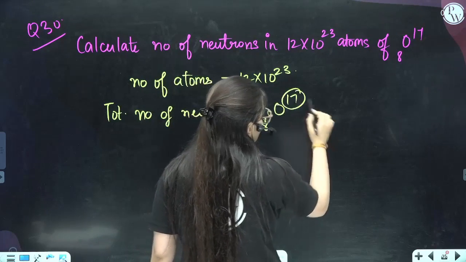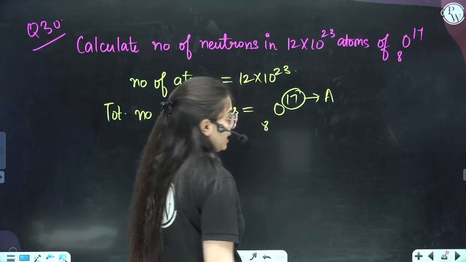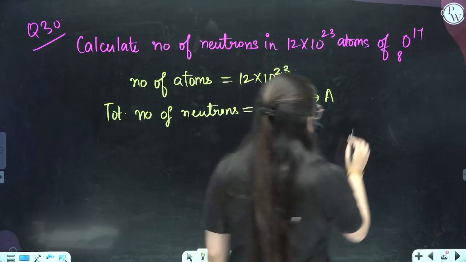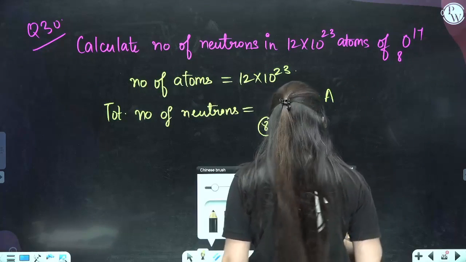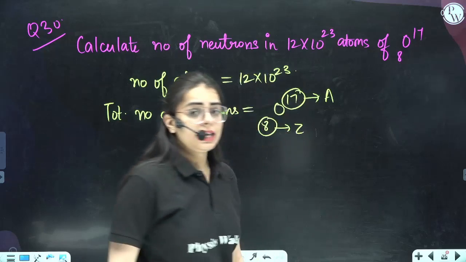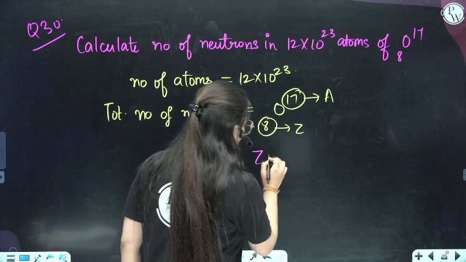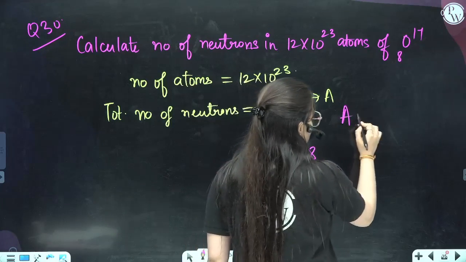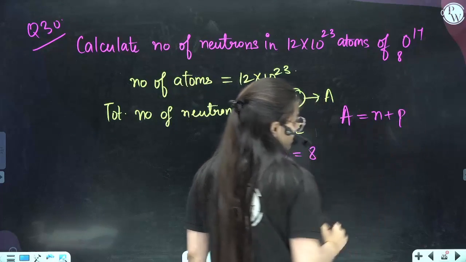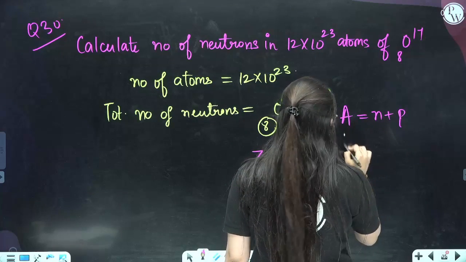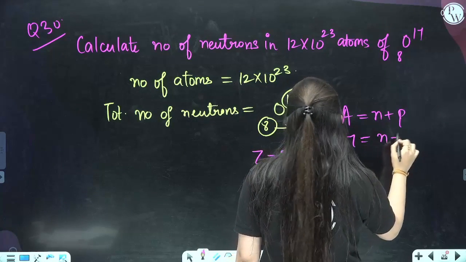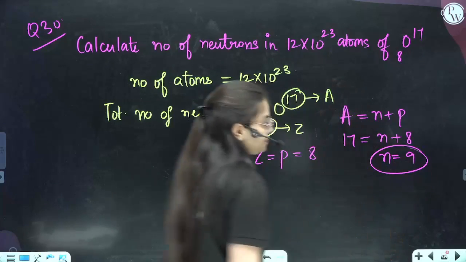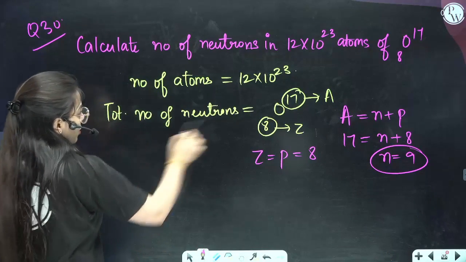See, this is your atomic mass, represented by A, and this is your Z, atomic number. In a neutral species, atomic number and number of protons are the same, so number of protons is 8. And we know that mass number is number of protons plus neutrons. Mass number is 17, protons is 8, so number of neutrons comes out to be 9. So total number of neutrons is 9.